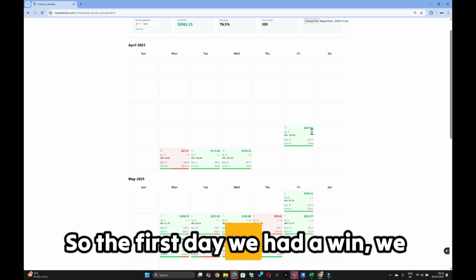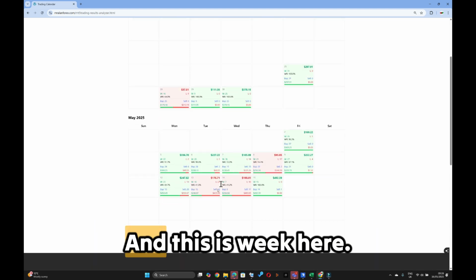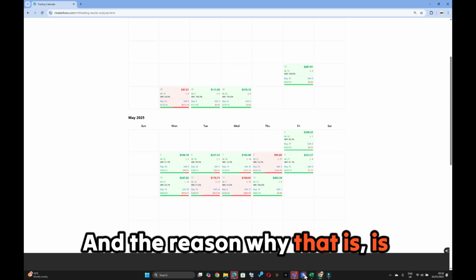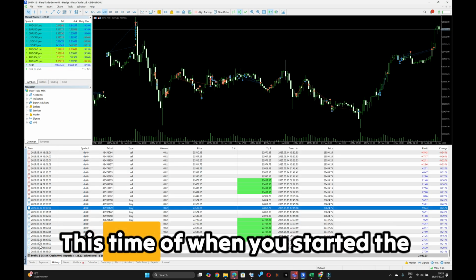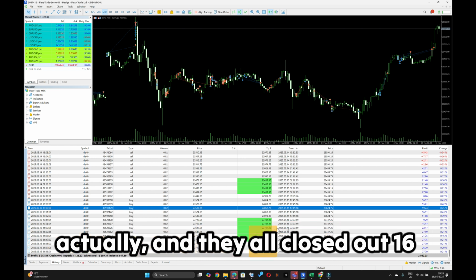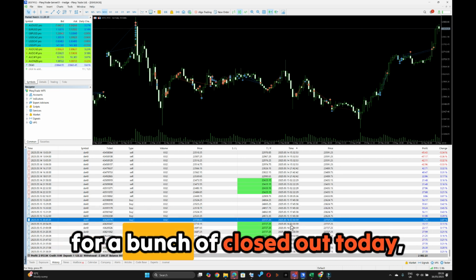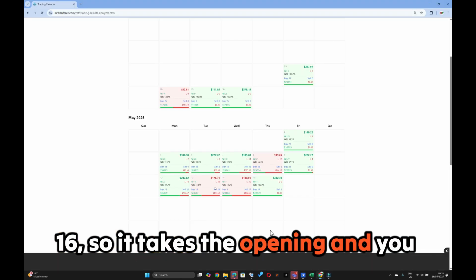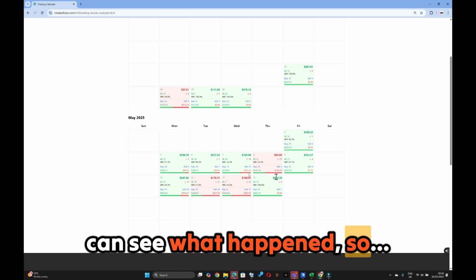So the first day we had a win, then we had a loss, win, and this is this week here. And you see this doesn't say Friday, and the reason for that is because it takes the time when you started the trade. Most of these trades opened last night actually, and they closed out on the 16th. A bunch of them closed out today, the 16th, so it takes the opening, and you can see what happened.